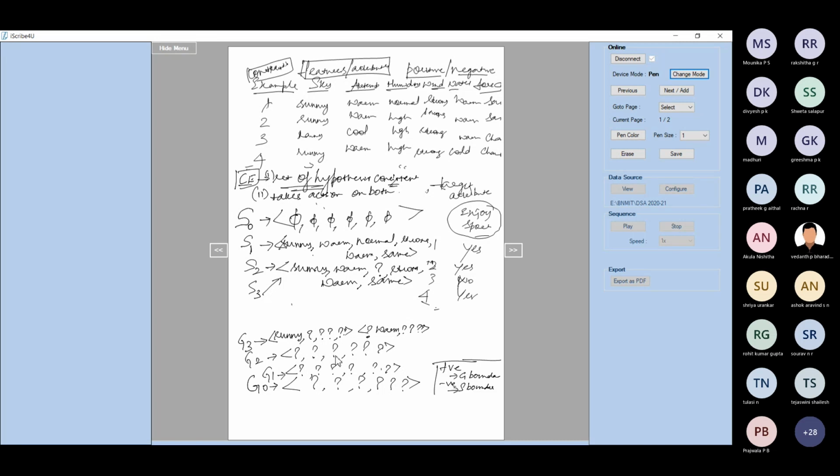Similarly, for the third question mark, I see high here. I take the opposite of it, right? So there is high here, so I take normal and I remain the other question marks as they are.